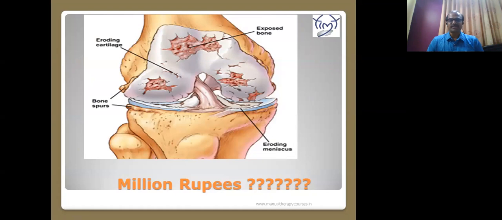When you see this picture, you see eroding meniscus, bony spurs, eroding cartilage, exposed bone. All these factors will be there in OA knee. So will you be able to apply manual therapy, or should we look at certain criteria, or follow certain things in order to apply it? That's what I'm going to craft and simplify, which is easier for you to understand, based on my expertise.